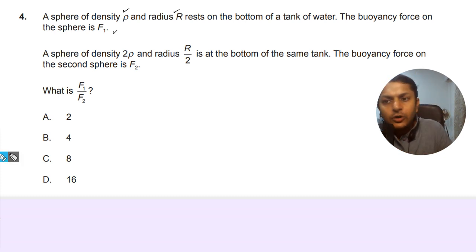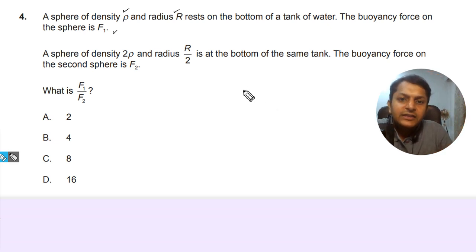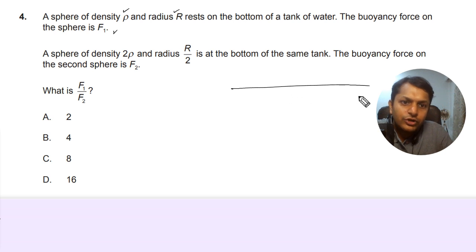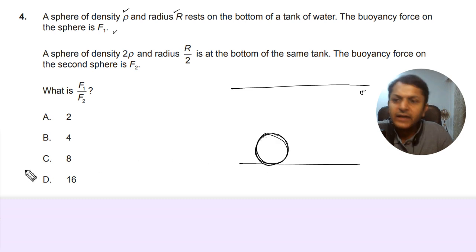Okay, so first of all, we have to be very clear about this thing, that let's say there is this water. The water's density is sigma, and this is the bottom. There is a sphere here which is having the radius R, and it is placed like this. So this sphere R is having the density rho.